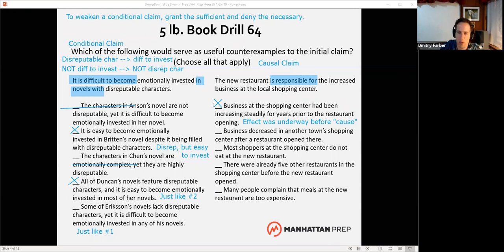What if I had a very specific store? What if I said it was a Hindi bookstore instead of a restaurant? All the books are in Hindi, right? And that's responsible for the increased business at the local shopping center. Could that be true even if most of the people who visit the shopping center don't know Hindi and aren't looking for Hindi books? Could it still be true that the Hindi bookstore was driving more business to the center?